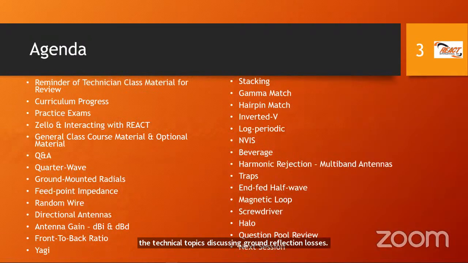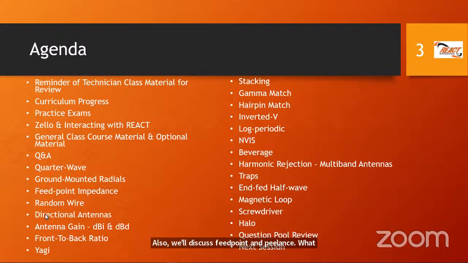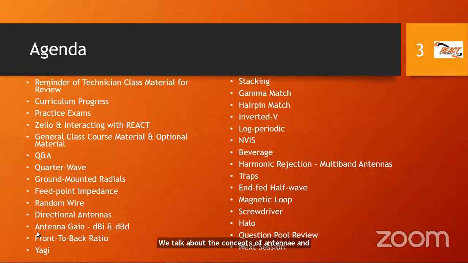So the agenda for this evening, we will be discussing quite a number of antenna-related topics, such as the quarter wave ground plane. We'll talk about what ground mount radials are. Also, we'll discuss feed point impedance, and what the random wire antenna is. We'll also get into some directional antennas. We'll talk about the concepts of antenna gain and reference, dBi and dBd, as well as what is front to back ratio. We'll discuss the antenna known as the Yagi. We'll talk about the concept of stacking. Then we'll talk about some matching networks such as the gamma match and hairpin match, sometimes called the beta match.